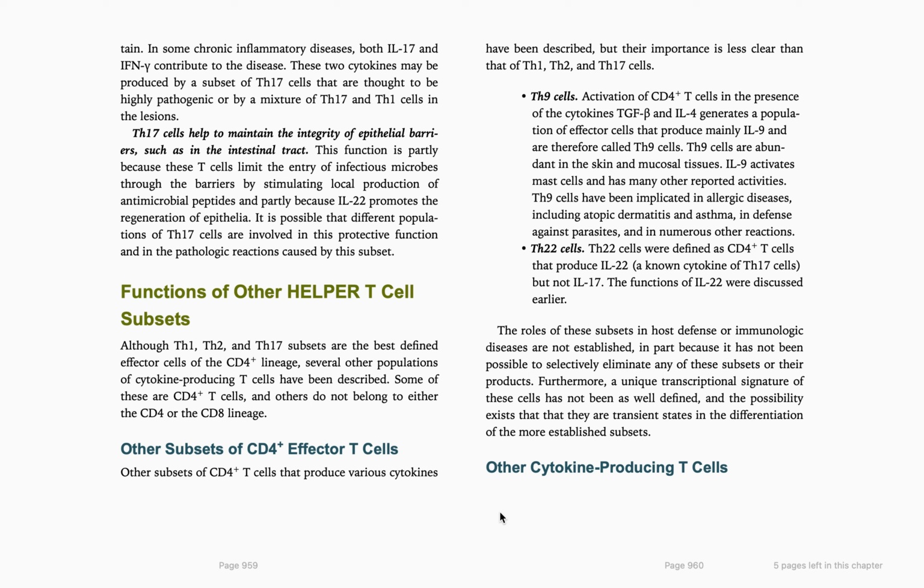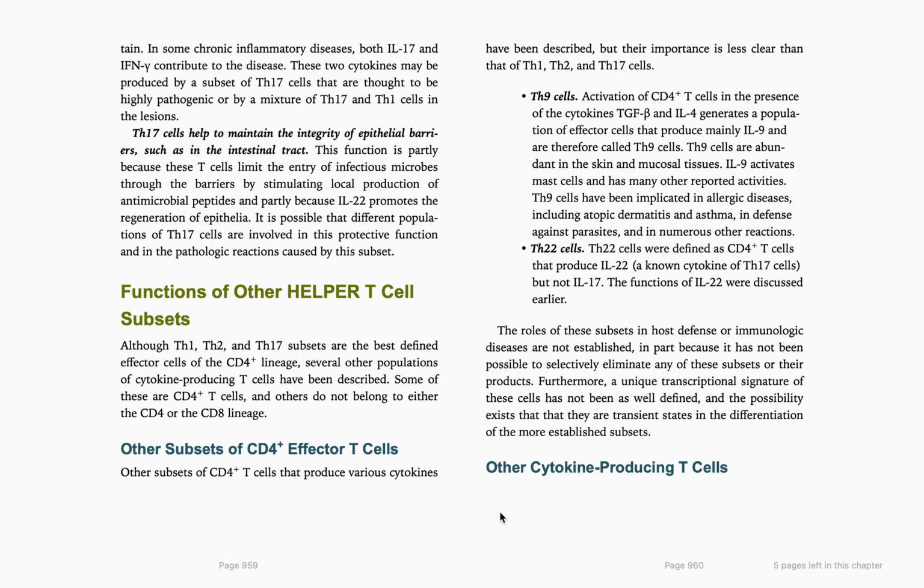Th9 cells. The Th9 cells are abundant in skin and mucosal tissue. Interleukin-9 activates mast cells and has many other reported activities. T helper 9 cells have been implicated in allergic diseases including atopic dermatitis and asthma, in defense against parasitic and numerous other reactions. T helper 22 cells.